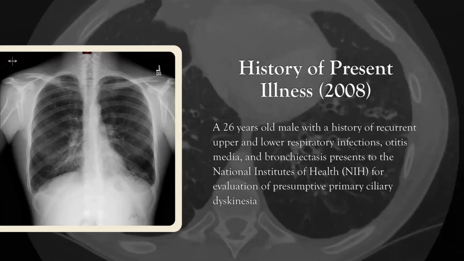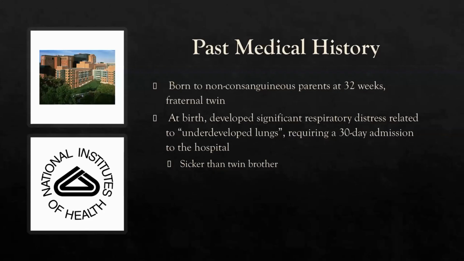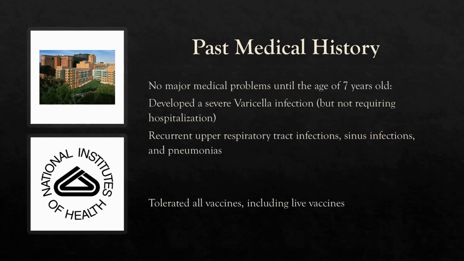Taking you back to 2008, when a 26-year-old man presented to the NIH with a history of recurrent upper and lower respiratory tract infections, otitis media, and bronchiectasis, and was being evaluated by the pulmonary team for presumptive primary ciliary dyskinesia. He was born premature, along with a fraternal twin, and at birth, he was hospitalized for 30 days for underdeveloped lungs, and notably, he was sicker than his twin brother.